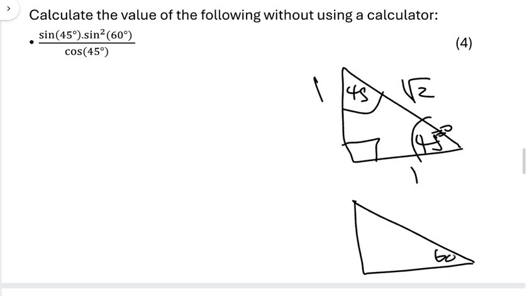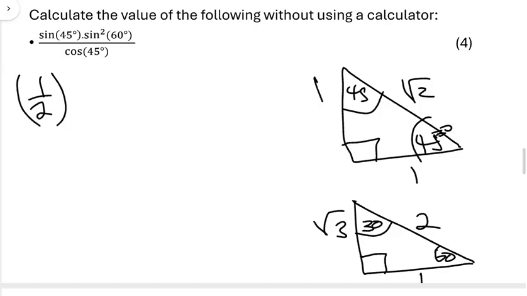60 here, then I have 30 here. Of course, 90 is the 3, 2, 1, square root 3. Then I have 2, then I have 1. Okay? So straight away, sine of 45 degrees is opposite over hypotenuse, so it's 1 over square root 2. I'm dealing with the numerator now. And then sine of 60 is opposite, so it's square root 3 over 2.